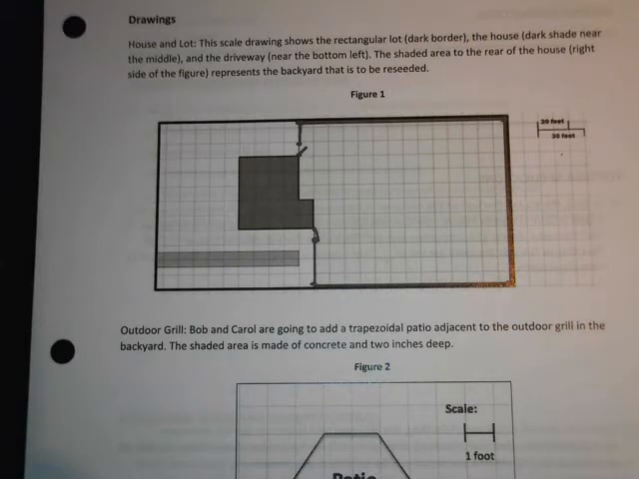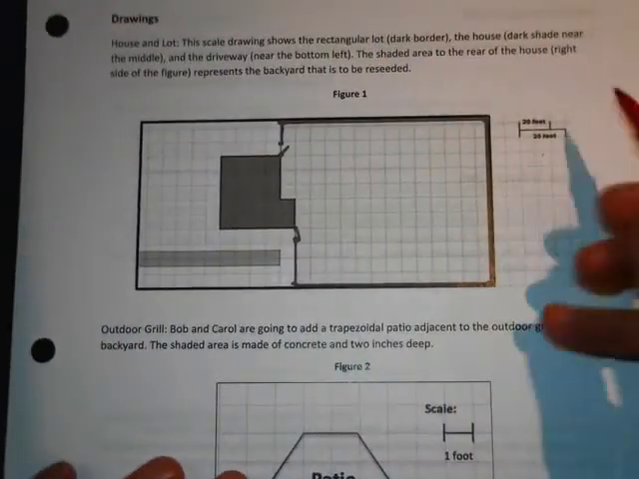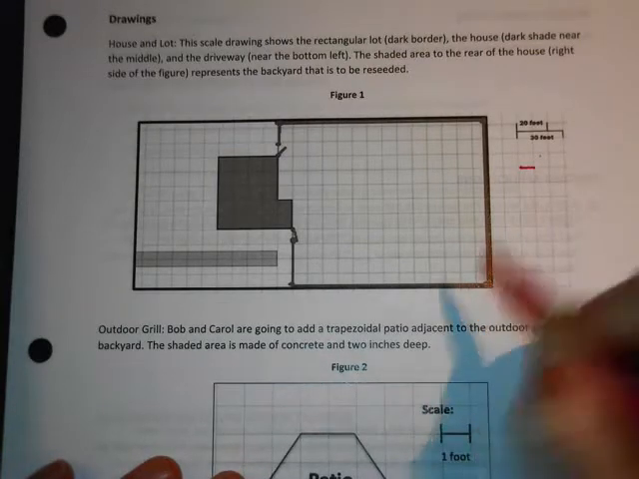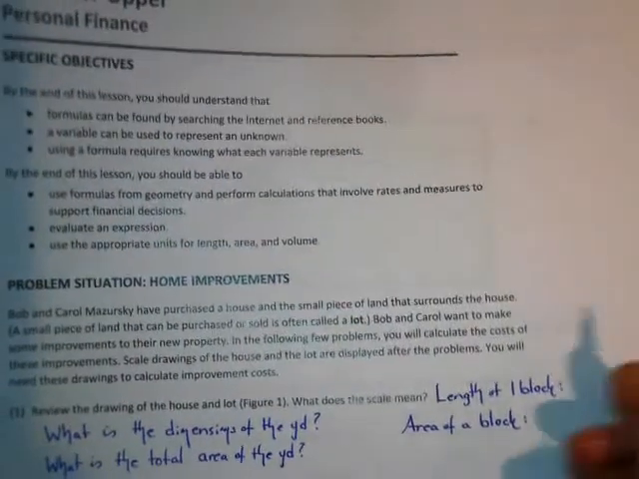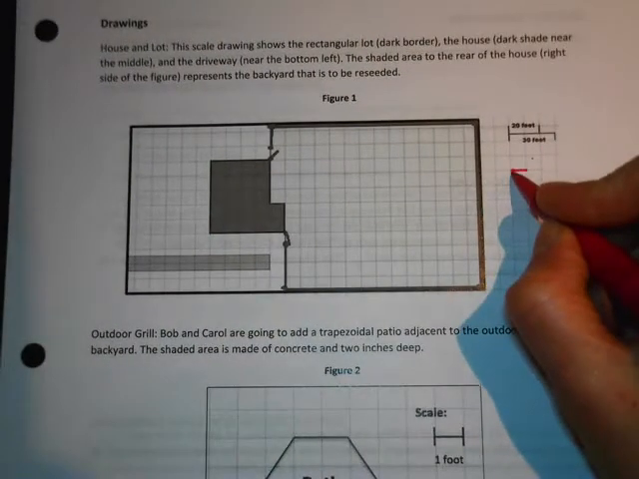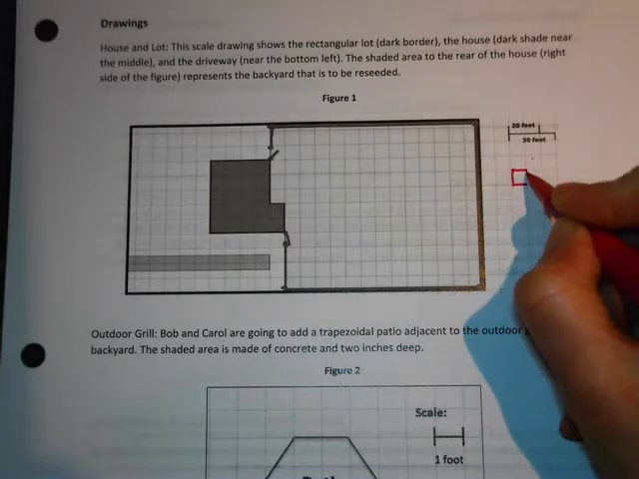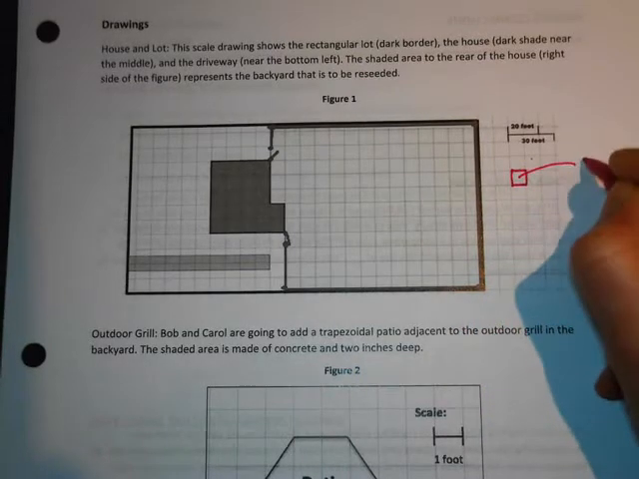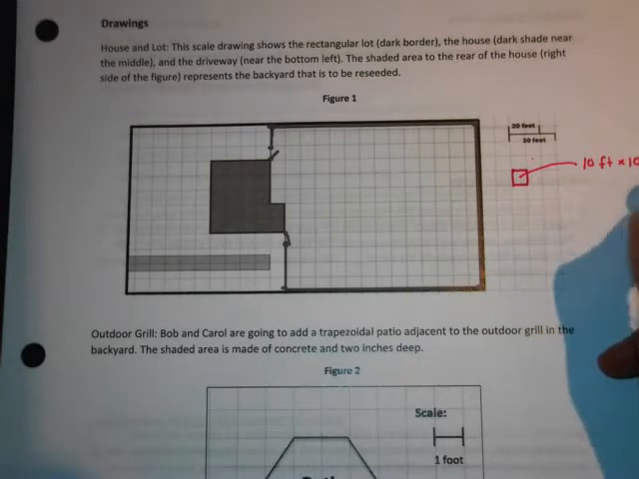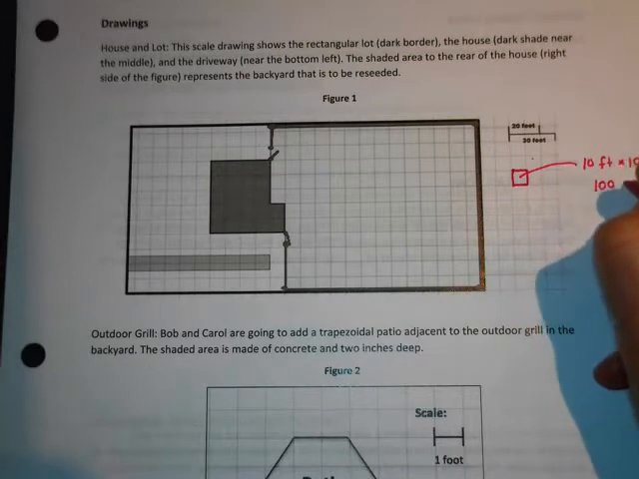All right. So I'm hoping that you saw this scale and that one length of a block is 10 feet. Okay? So the length of one block is 10 feet. And so the area, since these are squares, this would be 10 feet by 10 feet. So one square is 10 feet by 10 feet. So the area is going to be 100 square feet.